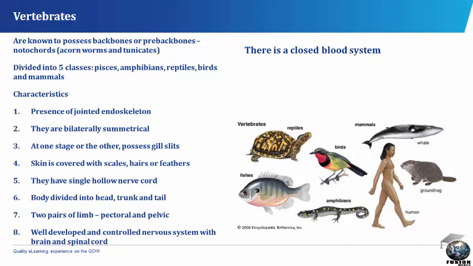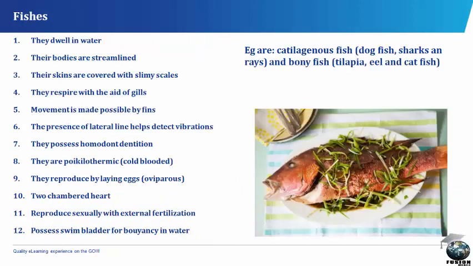Skin is covered with scales, hairs, or feathers. They have single hollow nerve cord. Body is divided into head, trunk, and tail. 2 pairs of limbs, which are the pectoral and the pelvic. They have well-developed and controlled nervous system with brain and spinal cord. There is a closed blood system.